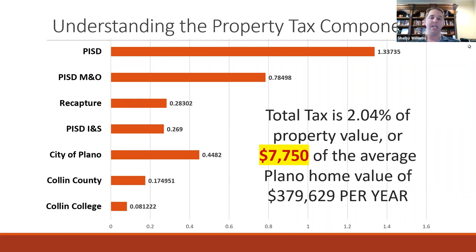It's in fact $379,629, which means that the total tax bill of 2.04% represents, on the average Plano home, if that's your taxable value, we'll go into that later too, $7,750 a year in property taxes. Now, there are also a number of things that can grant you tax relief. We'll cover that as well. But this is what goes into your tax bill.